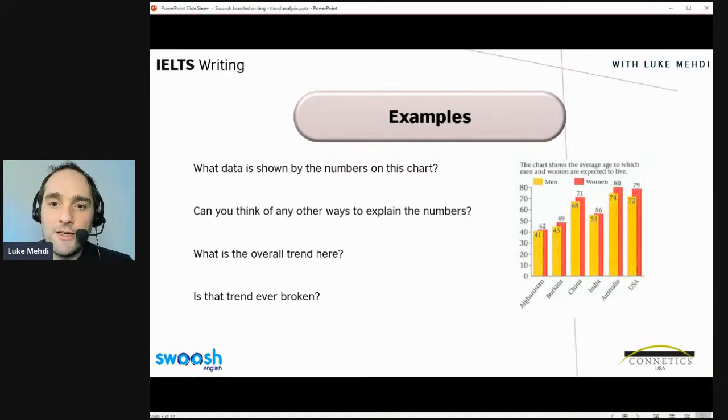What's the overall trend here? Women seem to live longer than men. Be careful with the spelling there, Pards. Yes. Live longer. There we go. Well done. Good save.